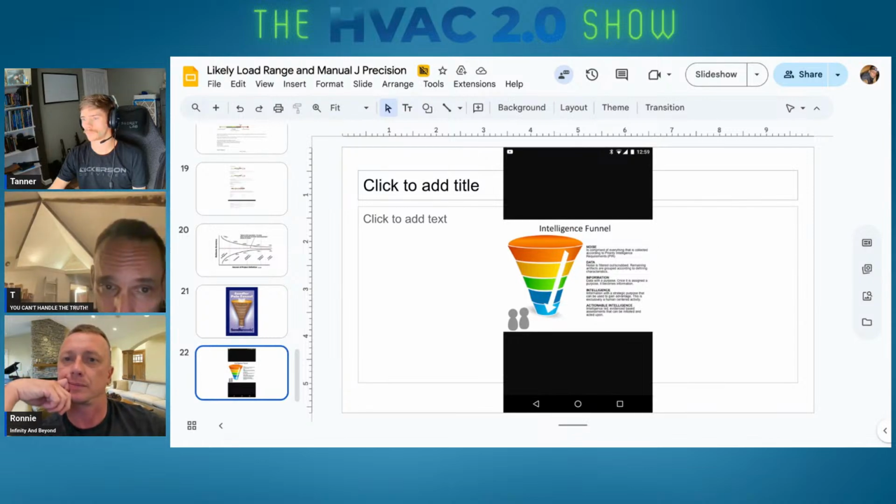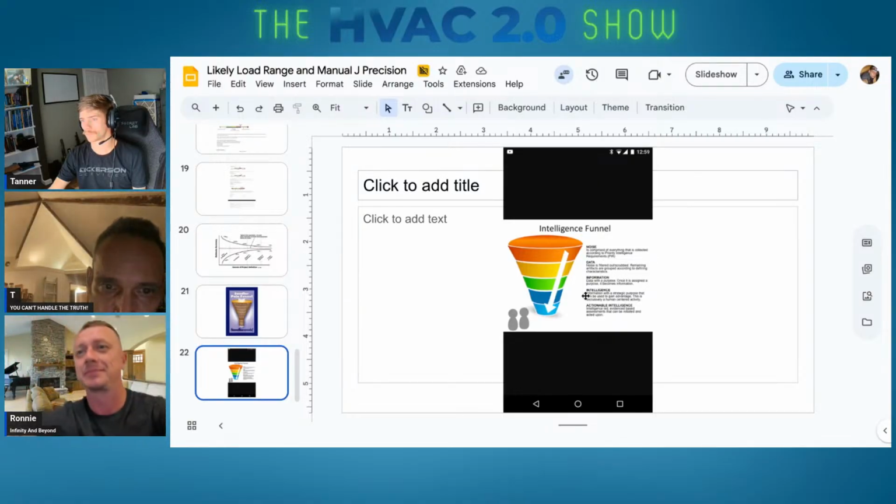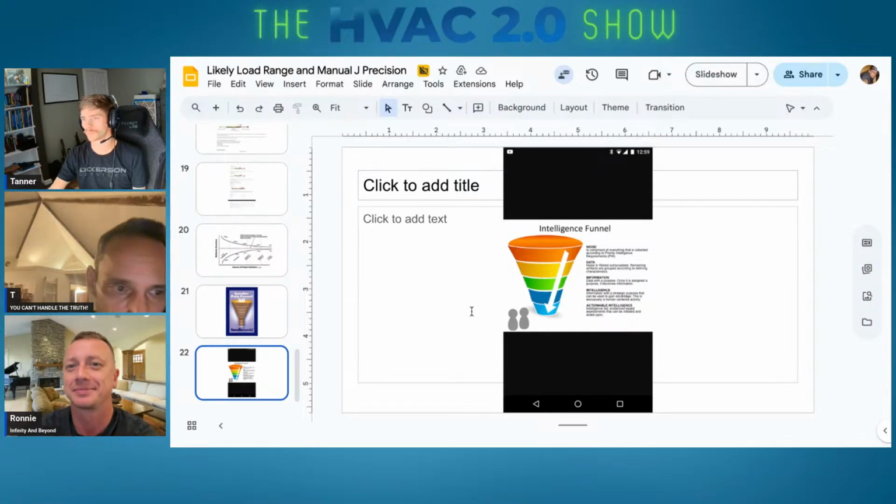That's awesome. And then this is also another funnel. It's the intelligence funnel, which, you know, if you do a Manual J and you just base it on noise, it's really wide. If you do a little bit of data, a little bit of information, some intelligence, eventually you get yourself to actionable intelligence.